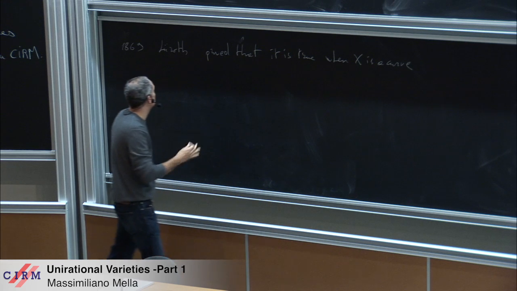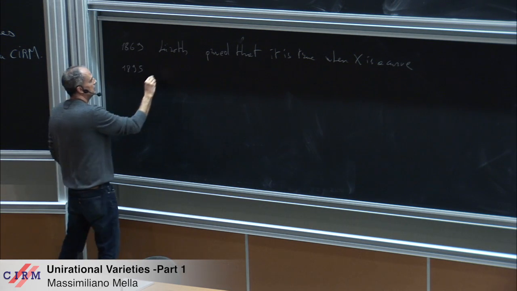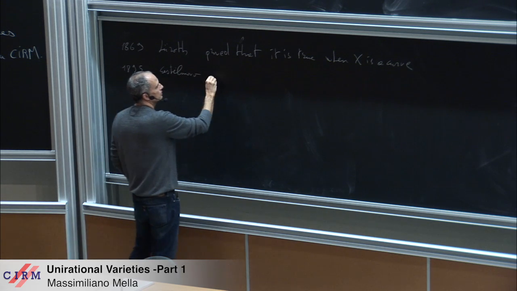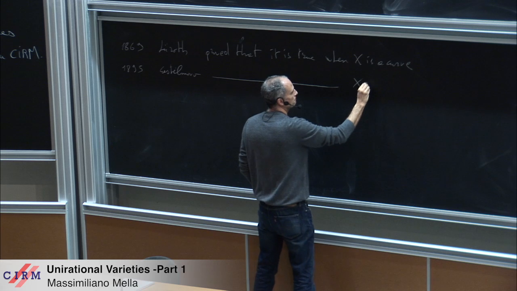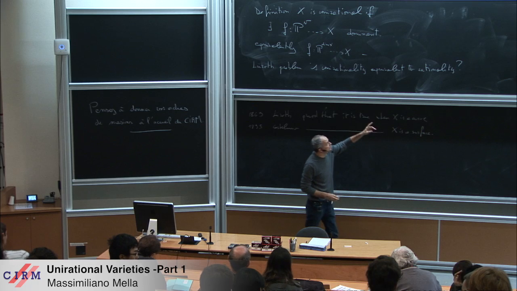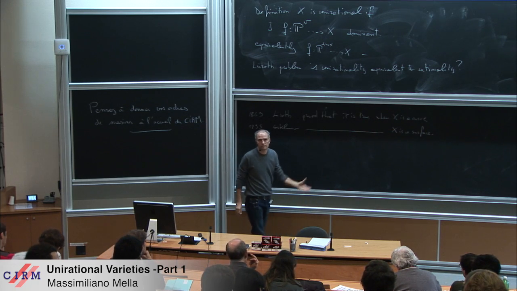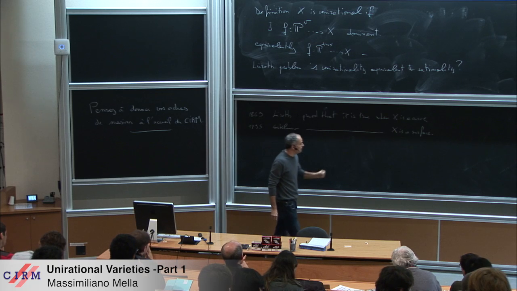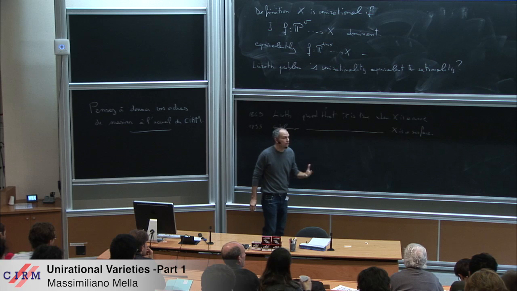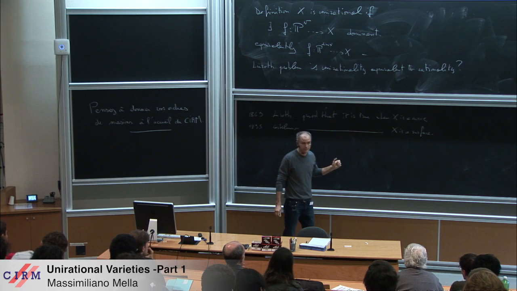Then soon after, in 1895, Castelnuovo did the same for surfaces. And let me stress that I'm working over C, or if you prefer, over an algebraically closed field of characteristic zero. This is crucial for Castelnuovo's result, because in positive characteristic we have Zariski's examples of unirational, non-rational surfaces.